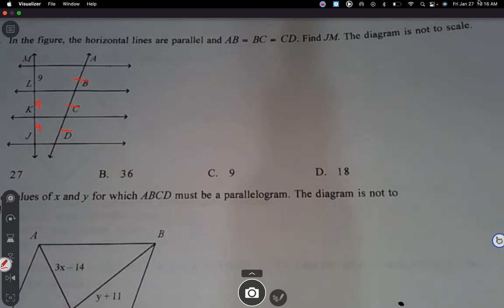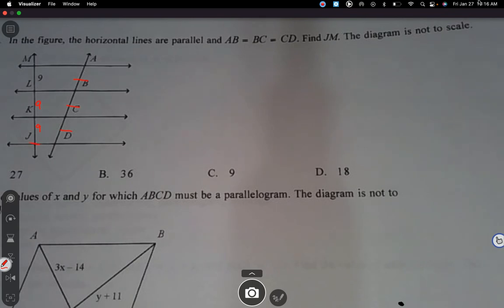That's not what it asks, but that's what I'm asking. 18. That would be 18, okay? It is actually asking for J all the way to M. So I would count 9, 9, and 9, which is 27. So just on your test, make sure you see how many you're counting. You don't count that time.